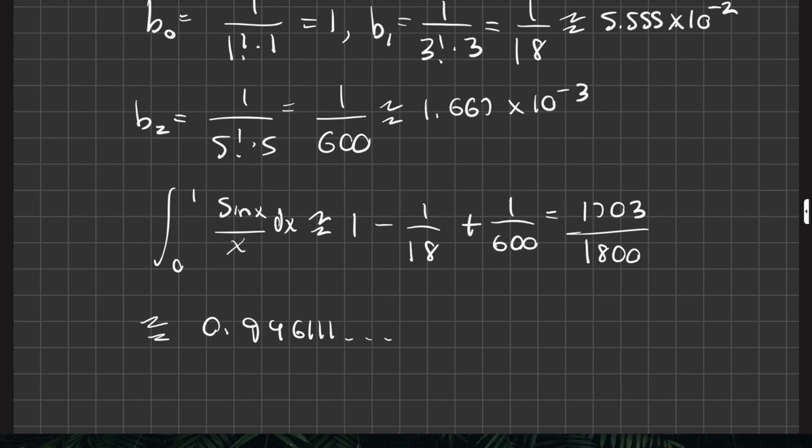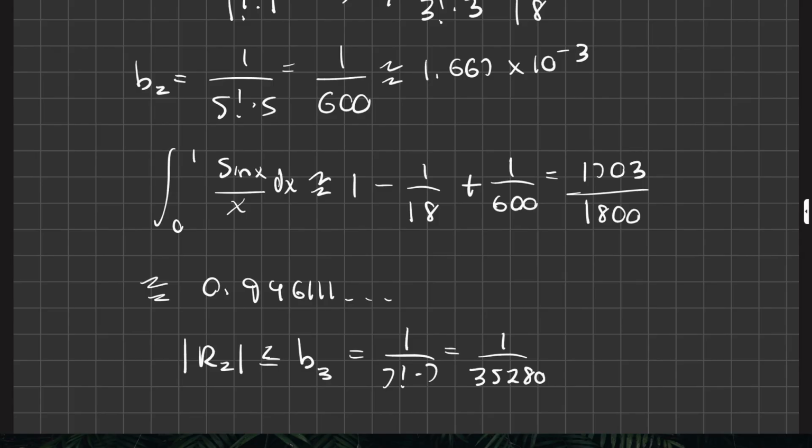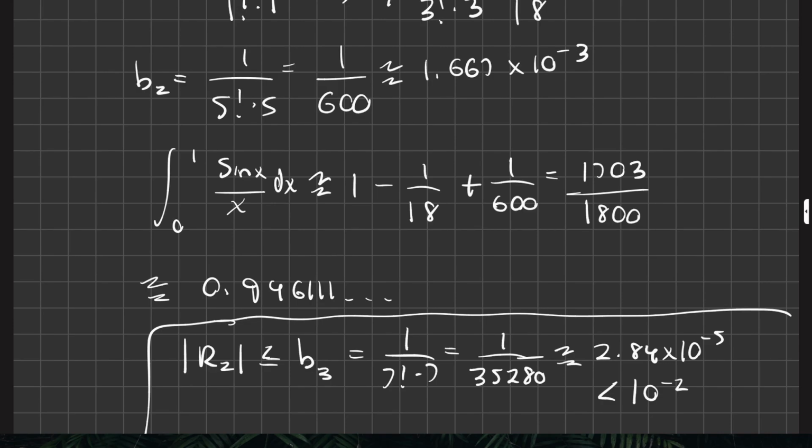The alternating series error is bounded by the next term, so we can write R2 is less than b_(n+1), where n is 2, so this would be b sub 3, which is 1 over 7 factorial times 7. This comes out to 1 over 35,280. Factorials grow really fast. This is approximately 2.84 times 10 to the minus 5, which is in fact less than 10 to the minus 2. So this is our approximation.